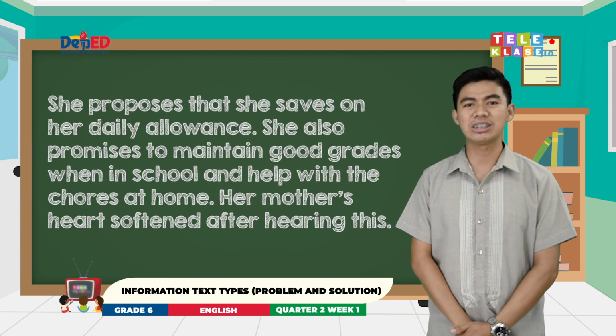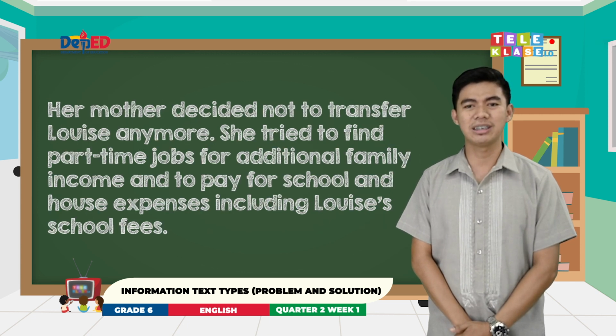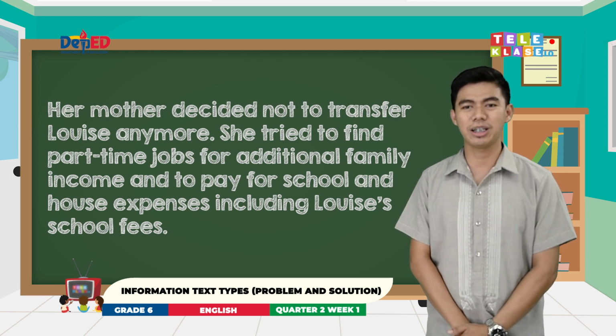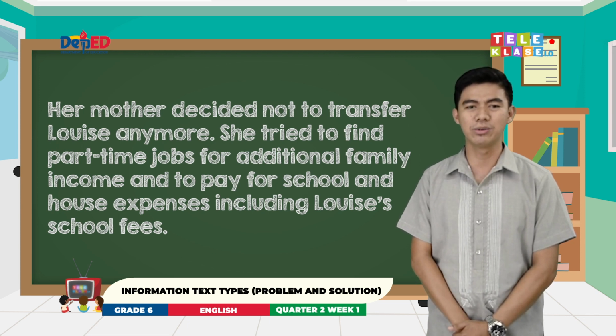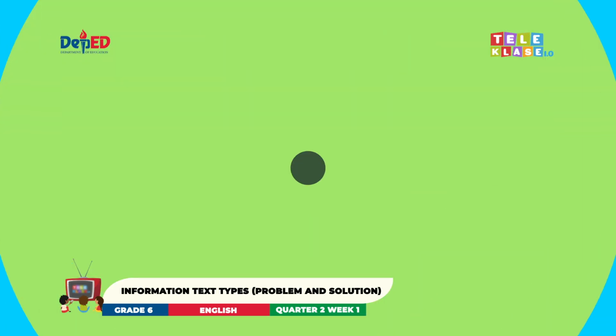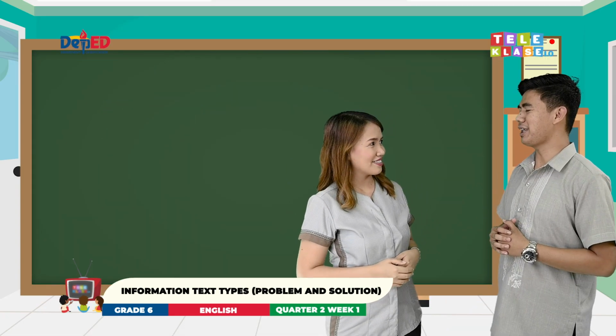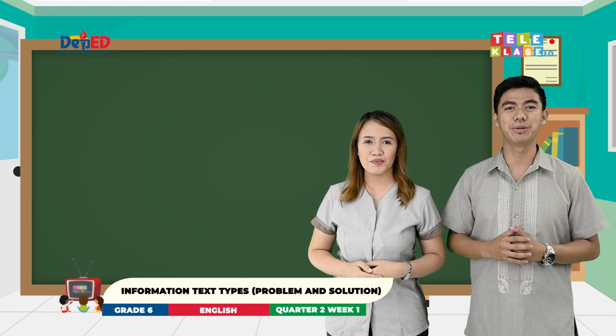She proposes that she saves on her daily allowance. She also promises to maintain good grades when in school and help with the chores at home. Her mother's heart softened after hearing this. Her mother decided not to transfer Louise anymore. She tried to find part-time jobs for additional family income and to pay for school and house expenses, including Louise's school fees. Teacher Cherrie, can you please help us identify the issue or problem in the given text?